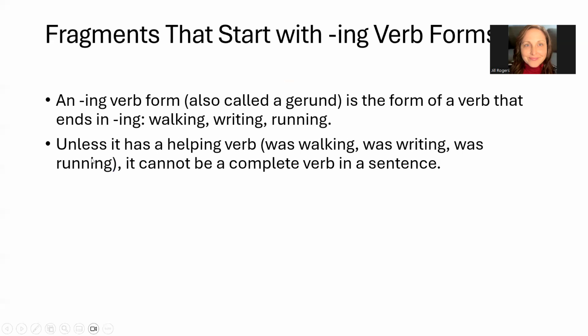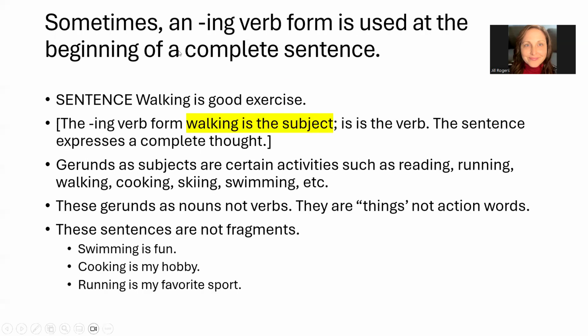Unless these gerunds have a helping verb, it is not a complete sentence. There is an exception. Sometimes an ing verb is used at the beginning of a sentence, but it's actually a noun. So English is an annoying language sometimes, because even though this looks like a verb, it is not a verb, it is a noun because it is actually the thing. Like walking is good exercise, right? It's the subject. Cooking is fun. Skiing is fun. Swimming is good exercise. The same thing. So the idea is that this activity is a thing, which is a noun.